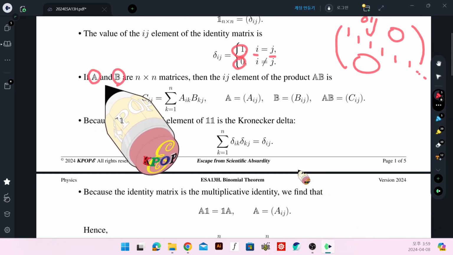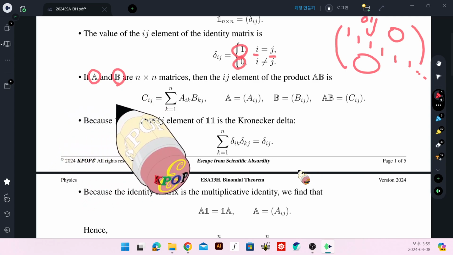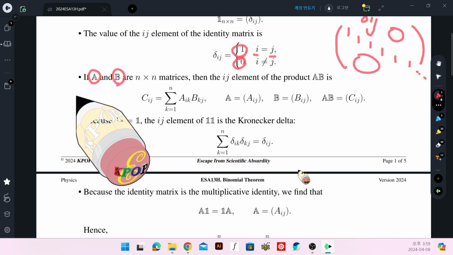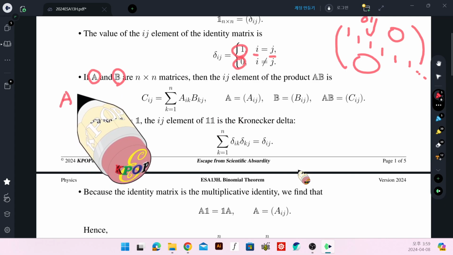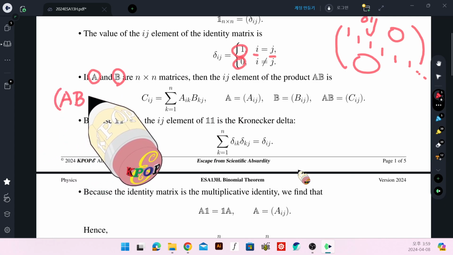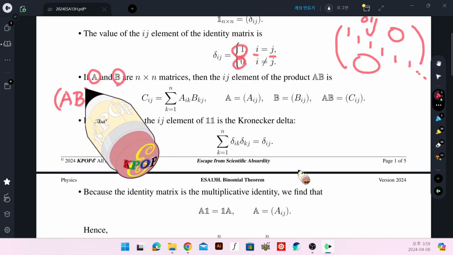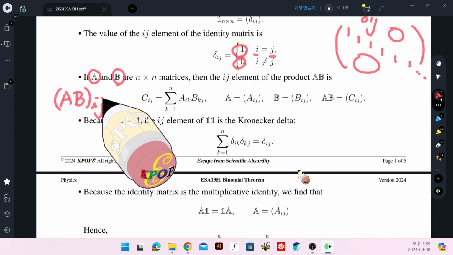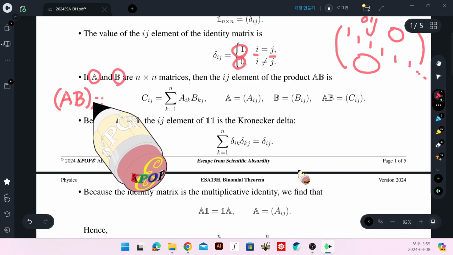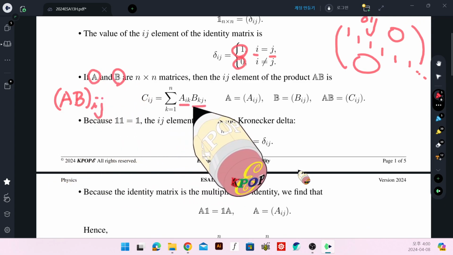Suppose we have two matrices. Multiplication of two matrices can be expressed as the product of ij element can be defined in this manner.